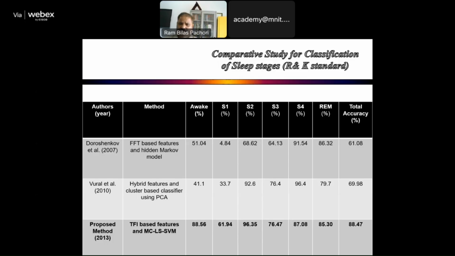They got a total of 61.08% accuracy. Burioka and others, 2010, used hybrid features and a cluster-based classifier with PCA and got 69.98% accuracy. And the proposed method, time frequency image-based features with a multi-class least square support vector machine classifier, got 88.47% accuracy. The individual class accuracies can also be seen in this table.